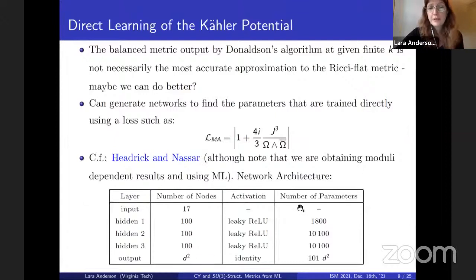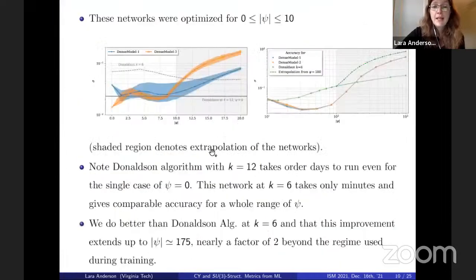So a brief bit of details on the network architecture: a standard feed-forward neural network, with various details on number of nodes and activation functions. But the punchline, not getting into the details of machine learning, is that we were able to produce networks which can give a very accurate approximation to Kähler metrics, doing better than the Donaldson algorithm for a fixed iteration of this approximation scheme. So here I'm showing two plots.